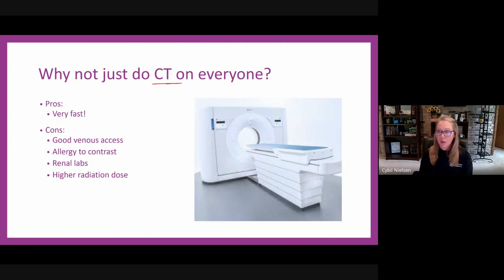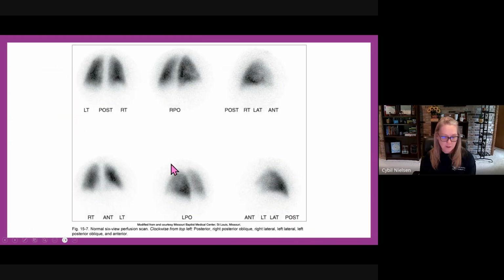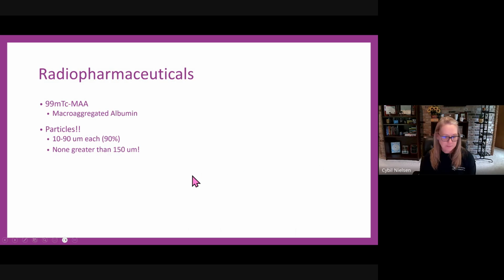All right. The algorithm now is if we think they have a blood clot, a PE, we're doing a CT unless we can't. And these are the reasons we can't. If they don't have good venous access, because we have to bolus the contrast. If they have a sensitivity to the contrast, if their renal labs are not normal, and also if for some reason we can't give them that higher radiation dose, which is pregnancy. Okay. So the normal images, abnormal, labeling. It sounds like you have that down.